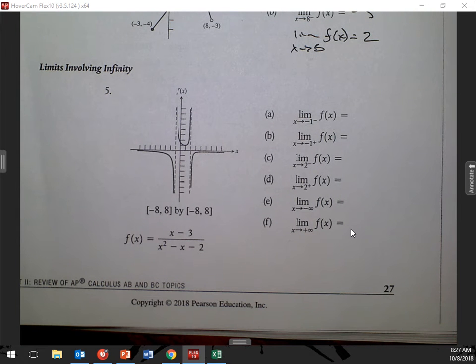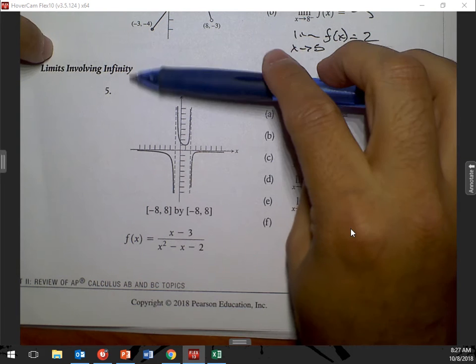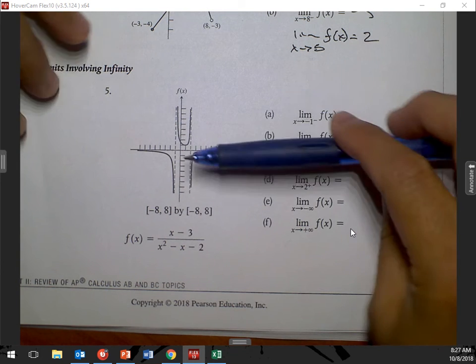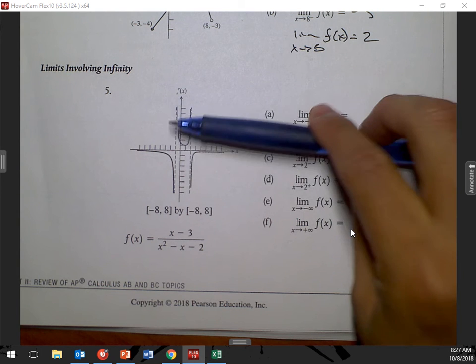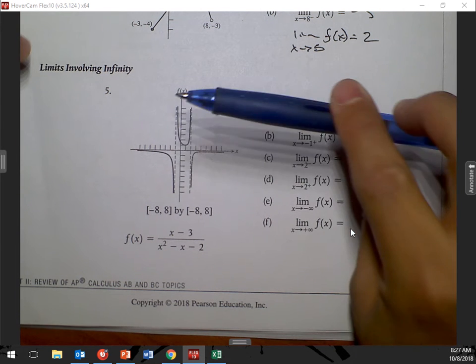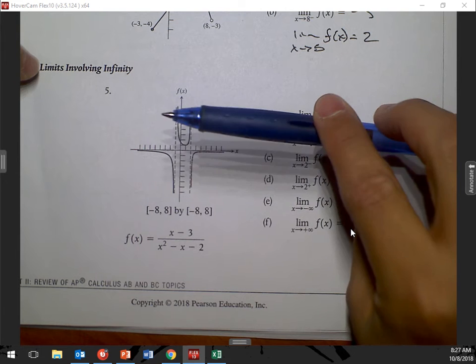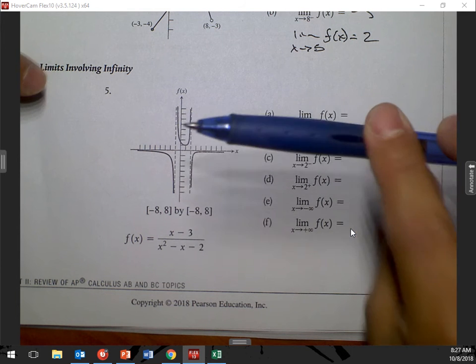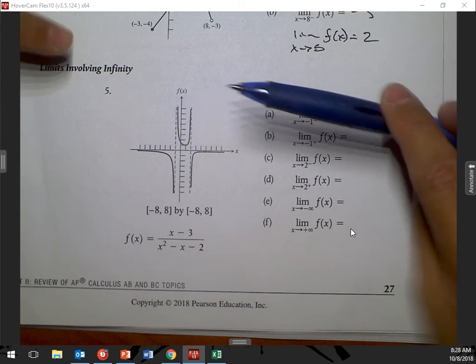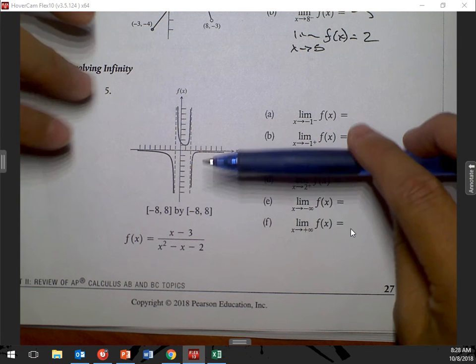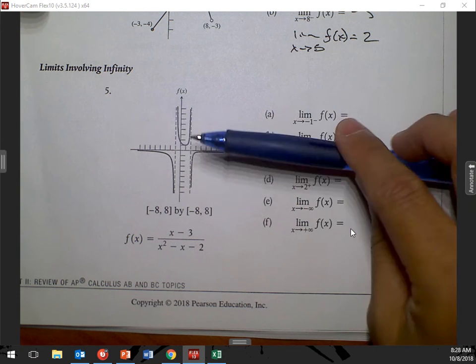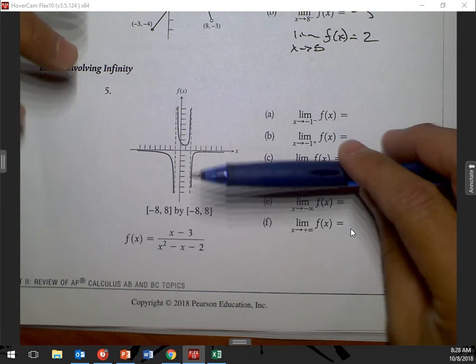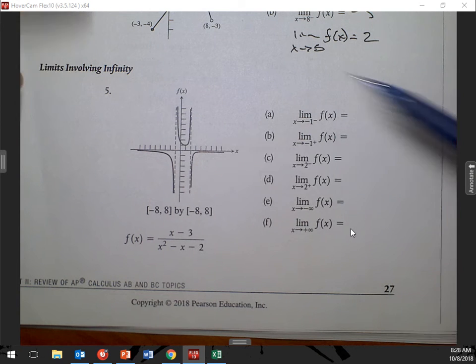Limits involving infinity. For these, we're trying to figure out what is happening to these right here. Involving infinity means what is its behavior. The limit is not actually going to exist. Infinity is not a number. It is an idea. So if it's not going to a number, it's not going to exist. But it is going to go to a behavior. It's asking what it is doing. So it's going to positive or negative infinity. Let's take a look at this.